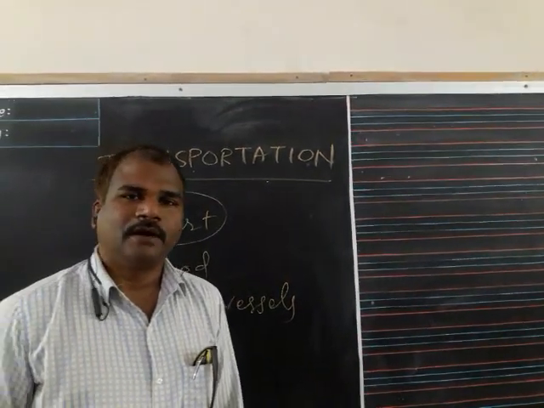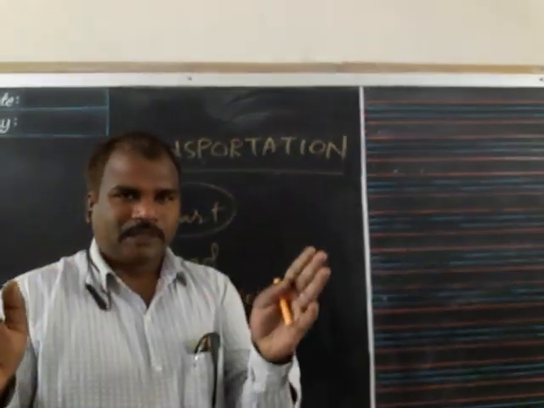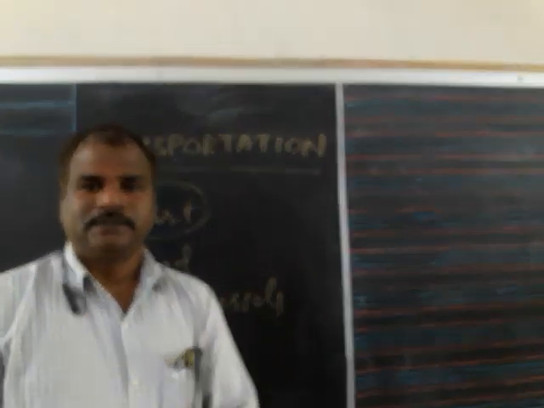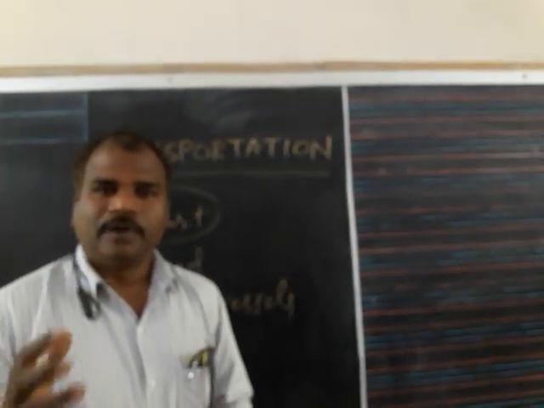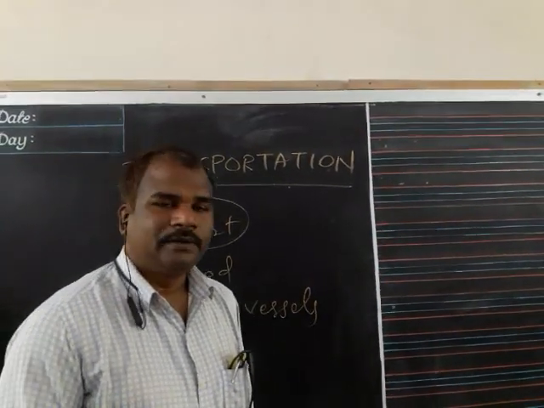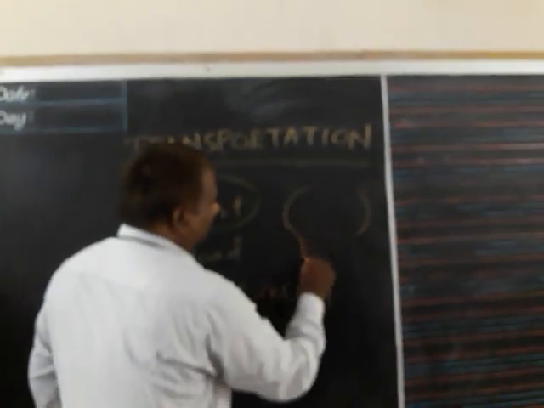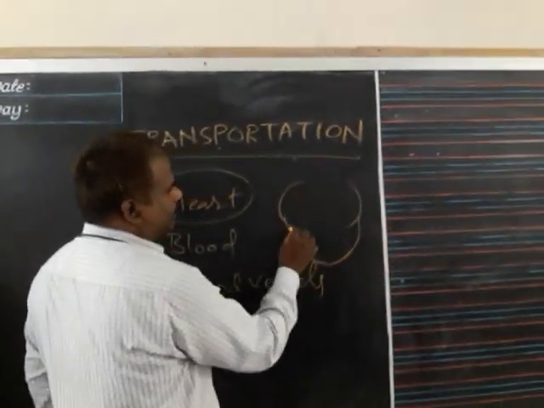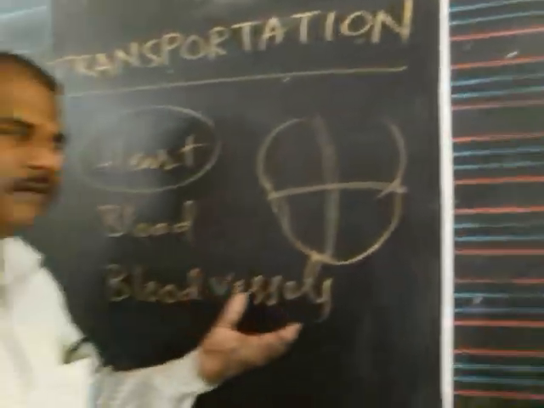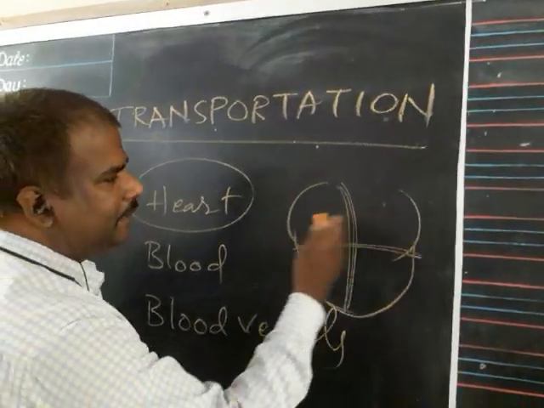What is the size of the heart? The size of the heart is about our fist size. The broad base is upward and the narrow base is downwards. It is a cone-like structure. So what different parts are present? Externally, we observe deep grooves. With the help of these grooves, we can identify the chambers.